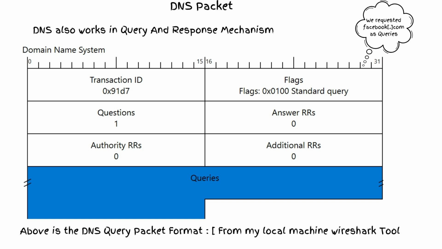Every interaction, whether you are asking for youtube.com or facebook.com, or a server is telling you its IP, happens via these packets only. Think of a DNS packet as a structured message with different parts, each playing a certain role. At the very top, we have the header section. This is like the envelope of our message. It contains a transaction ID, a unique number to match queries with their correct responses.